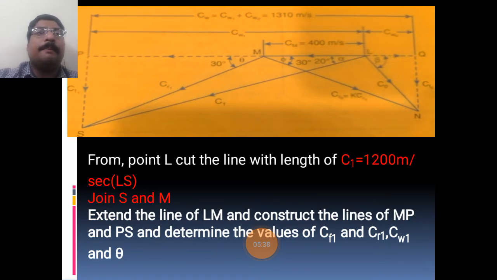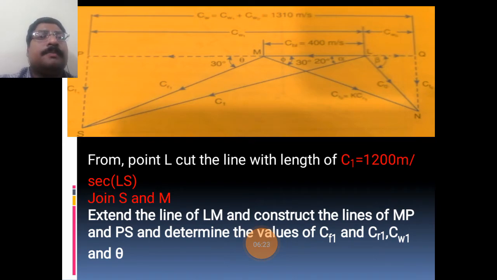Okay. Now we can measure the value of CR1, CW1, CF1 and theta by means of scale measurements and angle measuring instruments. Suppose the CF1 length is 10 centimeters and we are assuming the scale 1 centimeter is equal to 100 meter per second. Then CF1 will become 1000 meter per second. Like that, by multiplying with the scale, we can determine the value of CF1, CW1, CR1, and angle theta also we can measure.